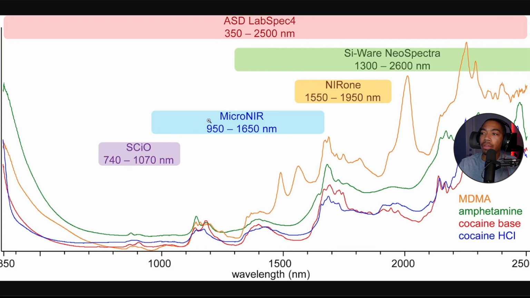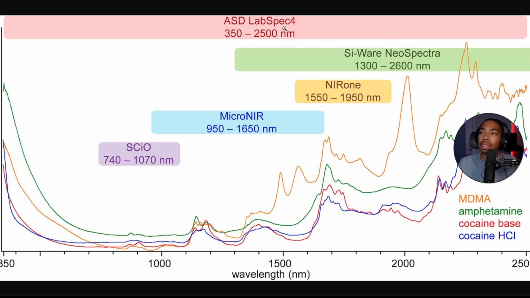However, we have several other near-IR spectrometers that we might want to take outside the lab one day. This SCiO, MicroNIR, NIR1, and SWS NeoSpectra are all portable NIR devices that are meant to allow for in situ or in field performance. And so let's take a look at this and we can begin to understand the trade-offs when you have a smaller device which covers a much narrower wavelength range compared to a full lab scale device.